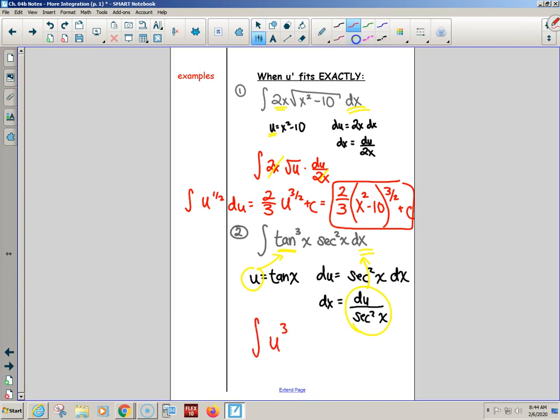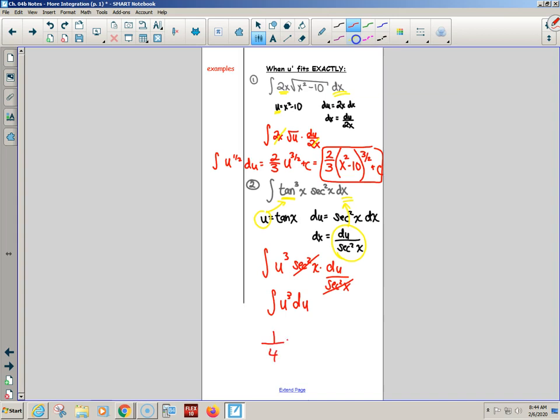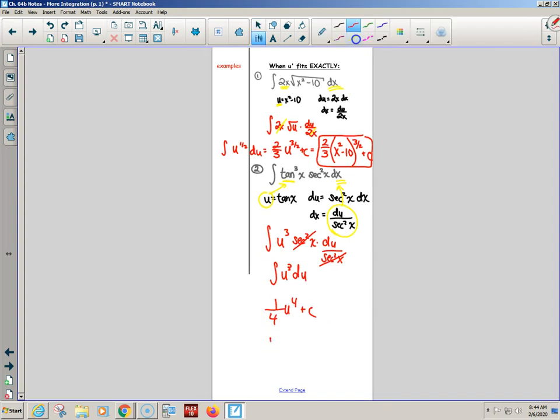So u cubed, because it's who cubed? Tangent cubed. U cubed. And then I have secant squared of x, which seemed so scary a second ago, until I plug in my du over secant squared of x. My secant squareds end up reducing away, and all I have is the integral of u cubed du, which is as easy as 1/4 u to the 4th plus c. But who is u? So it'll be 1/4 tangent, remember your snazzy notation, to the 4th of x. If you don't believe me, check me.